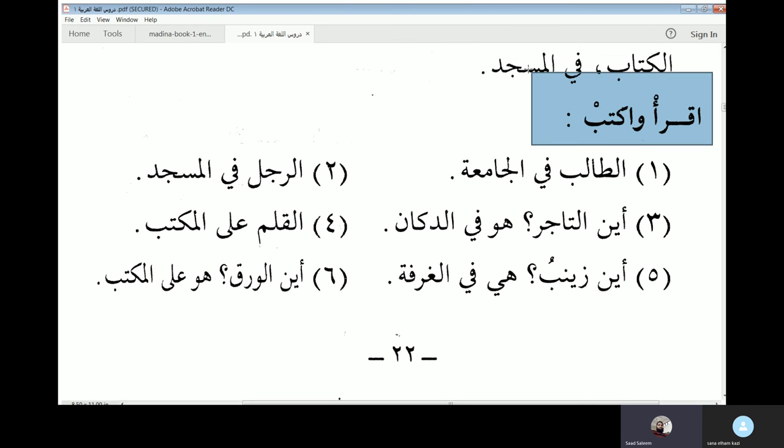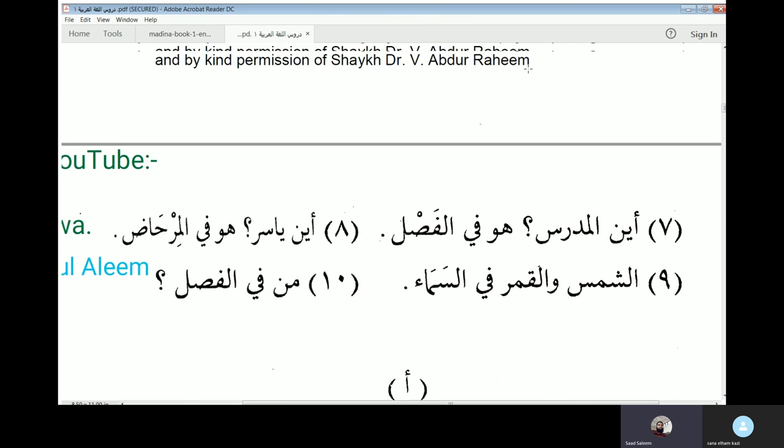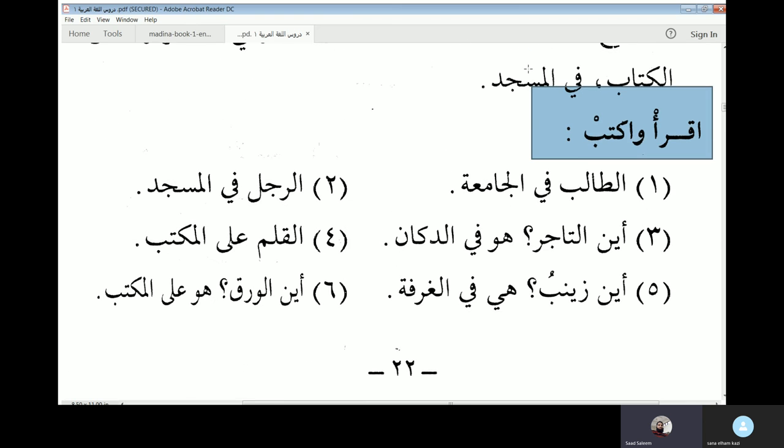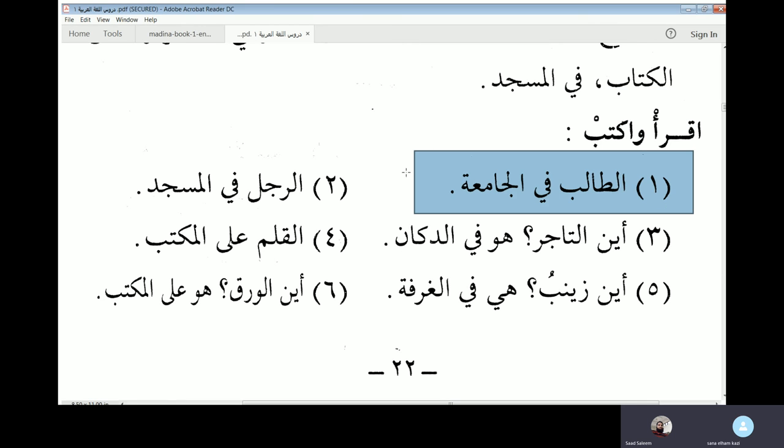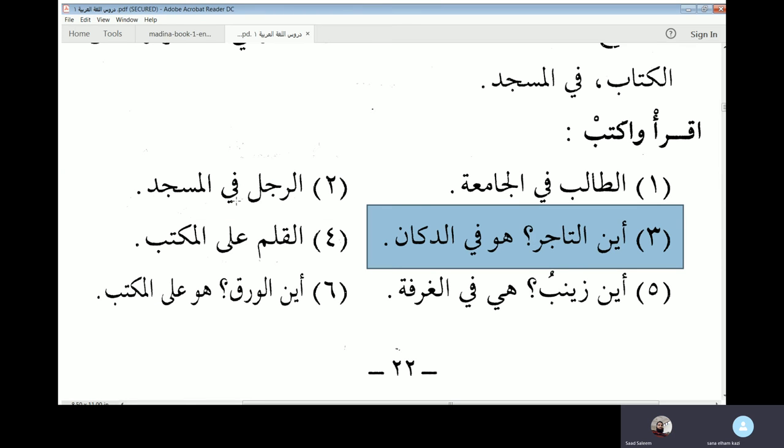Iqra waktub, read and write. We have 10 sentences. Read the first 5. At-talibu fil jamiyati. The student is in the university. Ar-rajulu fil masjidi. The man is in the masjid. Aina tajiru? Where is the merchant? Huwa fid dukani. He is in the shop.